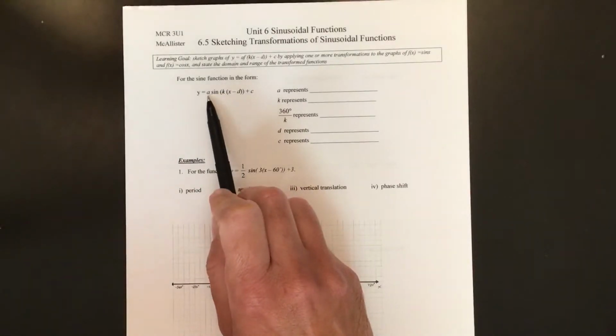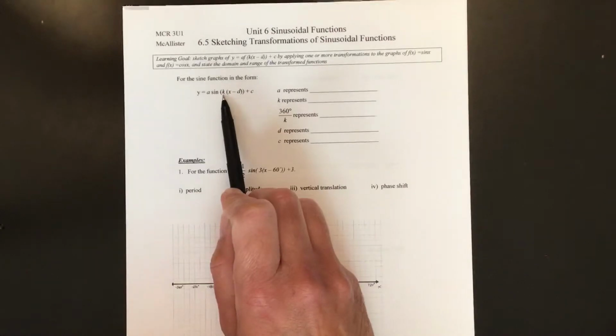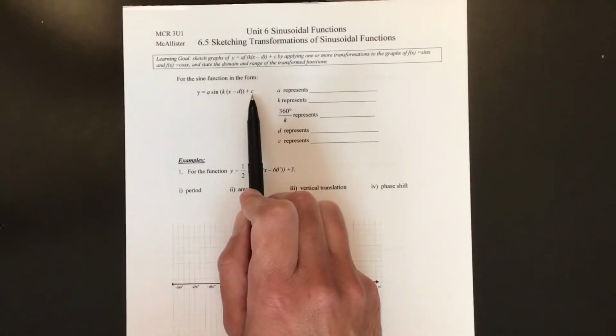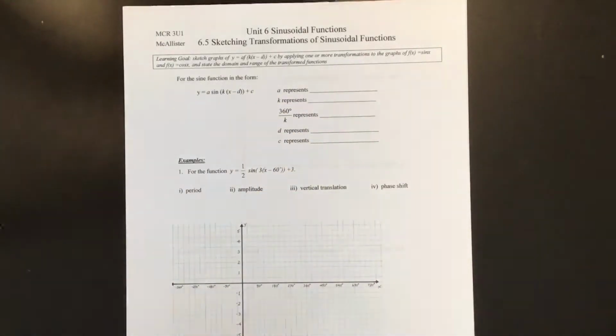But A, we know from before, is the vertical stretch compression. K is the horizontal stretch compression. D is our moving left and right, and C is our vertical translation up down. So nothing really changes in that sense for this unit. Everything is pretty much the same.